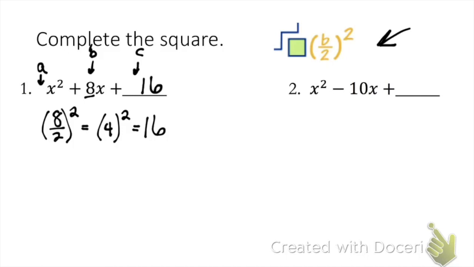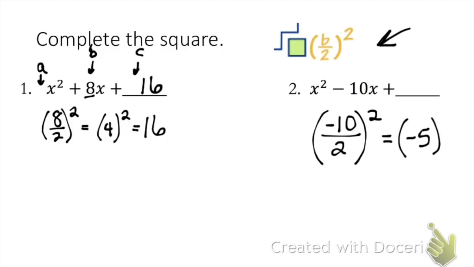Problem 2, same idea. Take b, divide it by 2, and square it. Negative 10 divided by 2 is negative 5. Make sure that you leave your parentheses around this when you square it, because negative 5 times negative 5 is a positive 25.